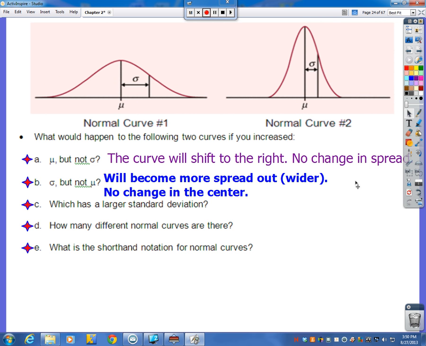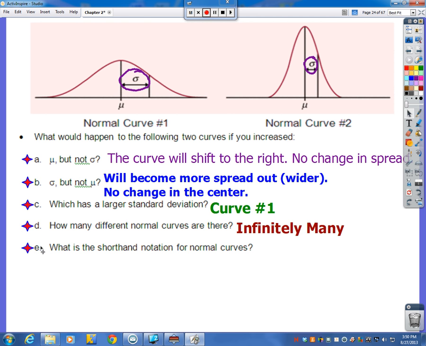Which has a larger standard deviation, a larger spread? Well, I'm showing you, here's an example of one standard deviation in this normal curve. Here's one standard deviation in curve number 2. So obviously number 1 has the larger standard deviation. It has a wider spread to it. How many different normal curves are there? Well, I mean, here's two examples. So there are really infinitely many normal curves. It depends on what the mean is, depends on what the standard deviation is. If there's infinitely many means and infinitely many standard deviations, then you can create infinitely many normal curves.